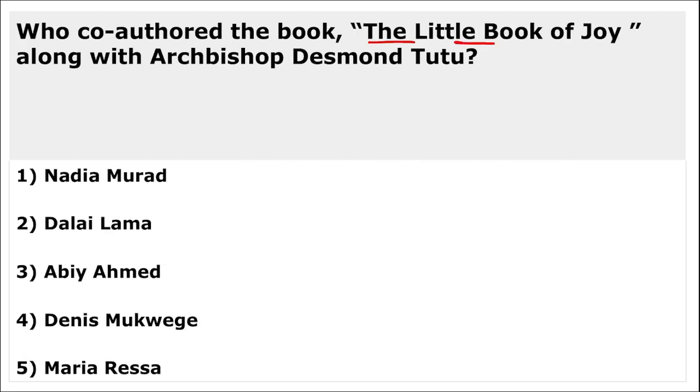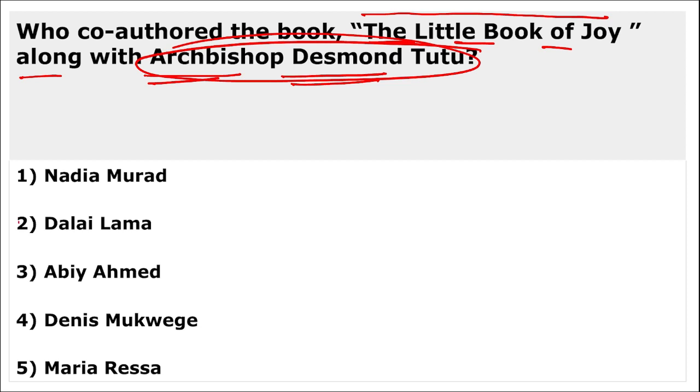Next, The Little Book of Joy along with Archbishop Tutu. I repeat, the name of the book is The Little Book of Joy along with Archbishop Desmond Tutu. Who authored this book? This book was authored by Dalai Lama along with Archbishop Desmond Tutu.